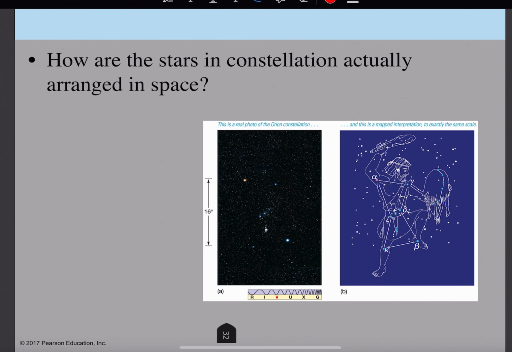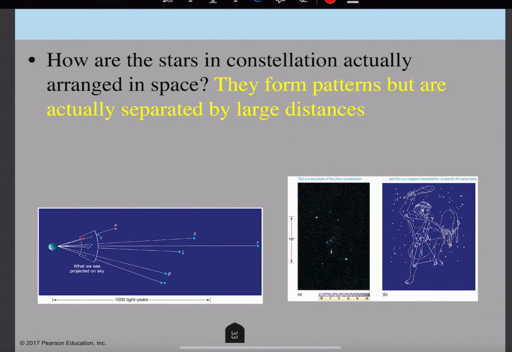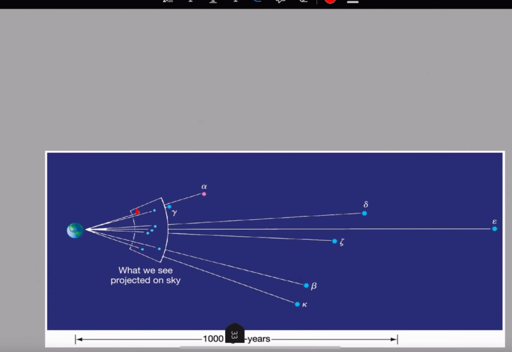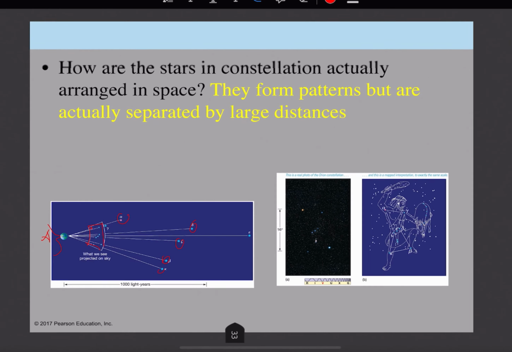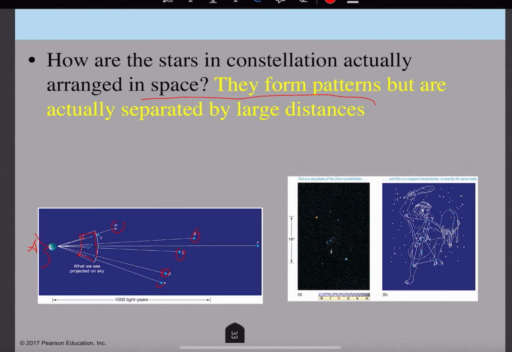Okay? So here is the related question. So how are stars actually arranged in space? So in reality, you can see it here. Even though from our perspective, looking at the stars, it appears as if they make a nice regular pattern, in reality, they're at varying distances from one another. So the stars are actually separated by large distances. It's just from our eyes, it looks as if they're close together just because they just happen to lie in our line of sight.